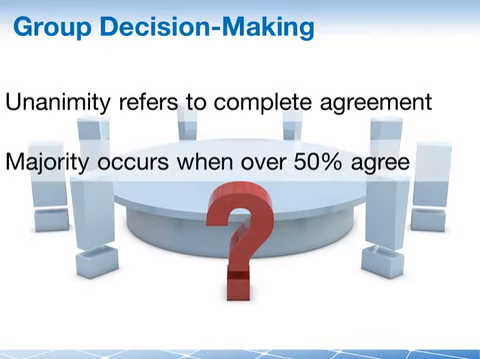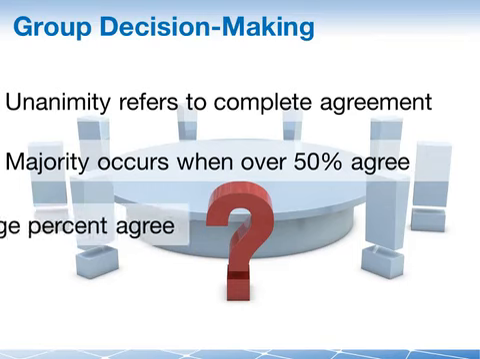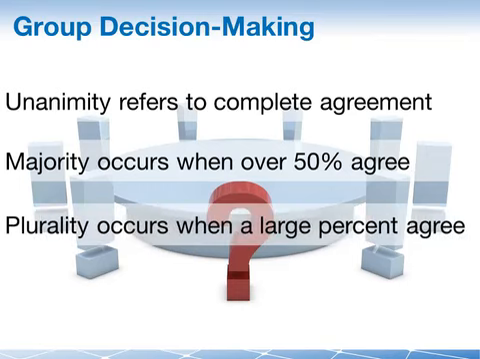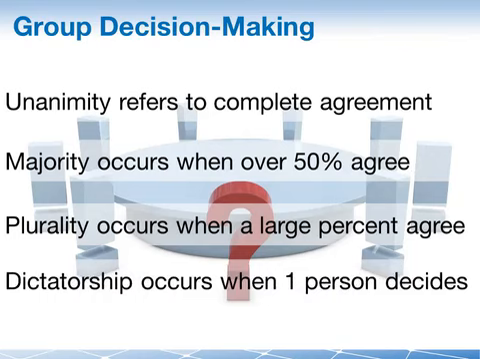Then we have majority. Majority occurs when over 50% of the participants agree to a decision. We have plurality. This occurs when a large percentage of the group agrees on a decision with or without a majority agreement when considering more than two alternatives. And we also have dictatorship. And of course, dictatorship occurs when one person in a group makes a decision.